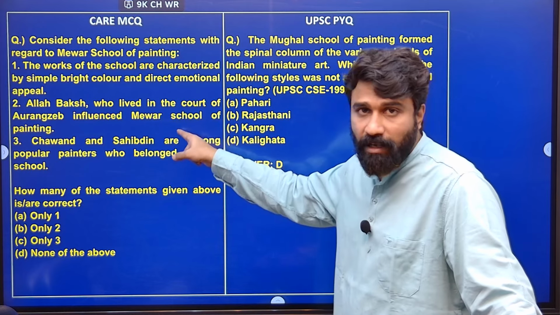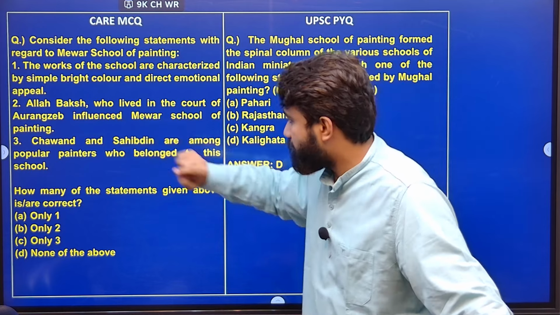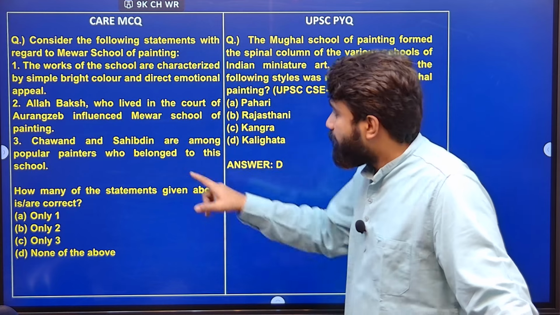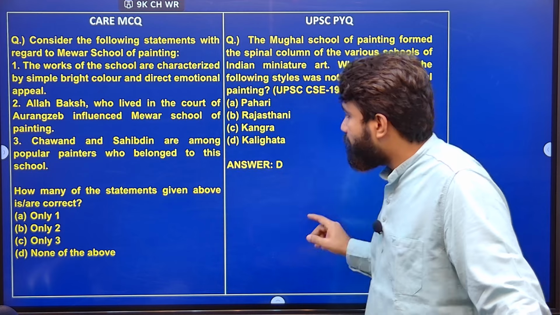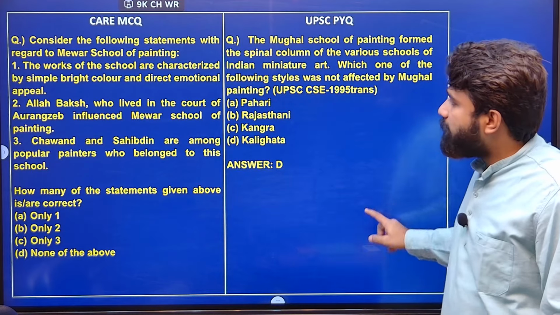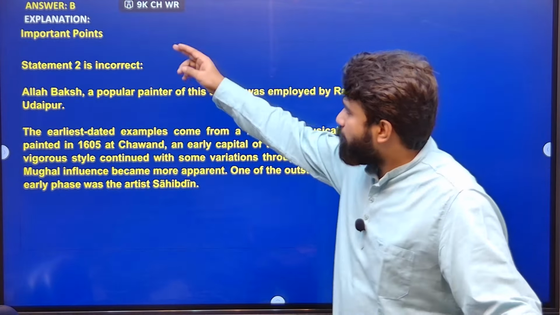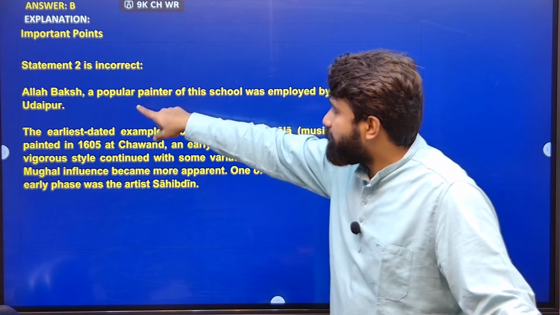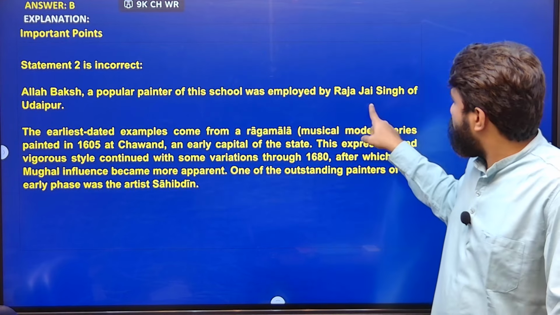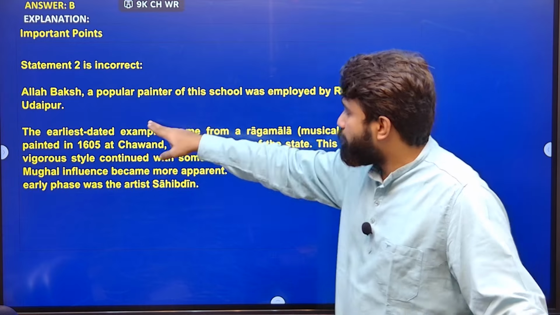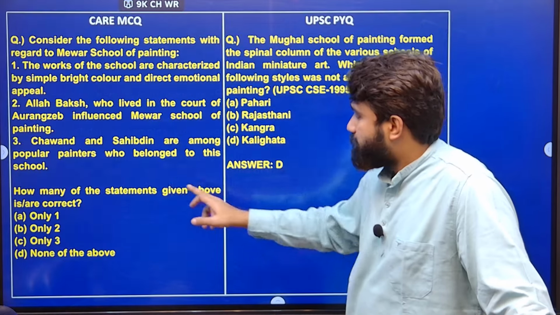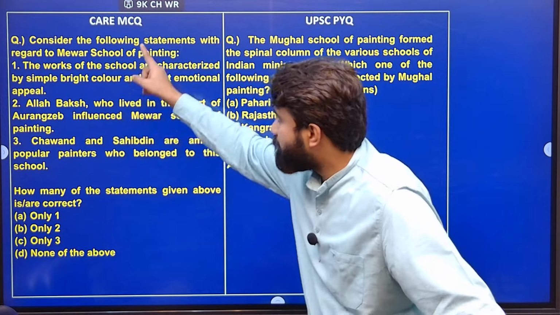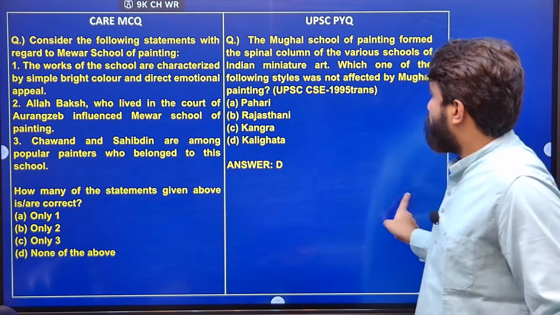Actually, it is Jai Singh, not Aurangzeb. So, the second statement is incorrect. Next, Chavan and Sahib Din are among the popular painters who belong to this school. The third statement is fine, and therefore only the second statement is incorrect. He is a popular painter in the school of Jai Singh, as I have said, in Udaipur. So, the second statement is incorrect and the first and third statements are correct. Therefore, only two of the above given statements are true.